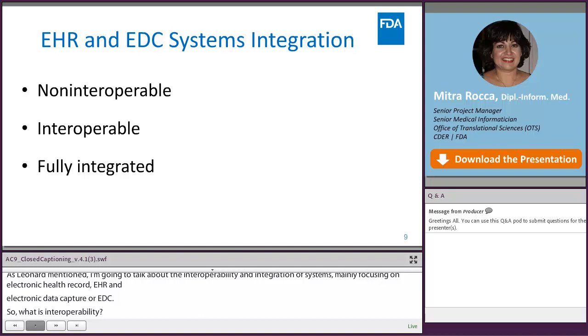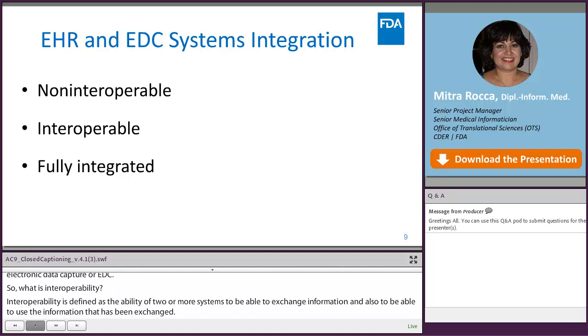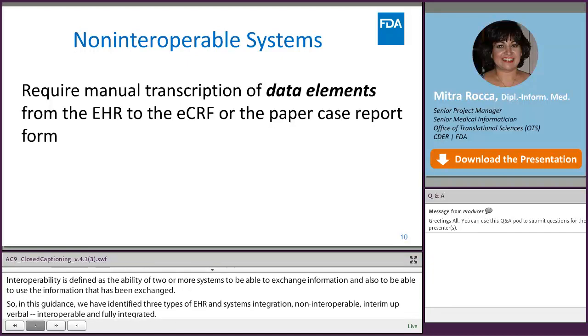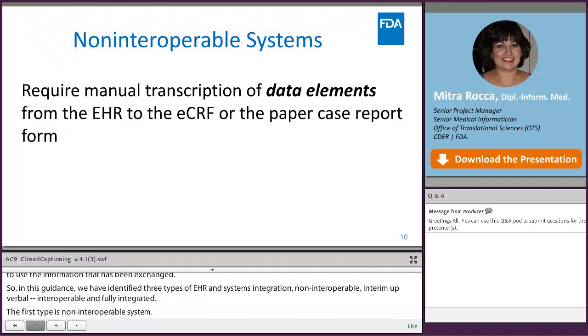So in this guidance, we have identified three types of EHR and EDC systems integration: non-interoperable, interoperable, and fully integrated. The first type is non-interoperable system, and this requires manual transcription of data elements from the EHR to the electronic case report form or eCRF or the paper case report form.